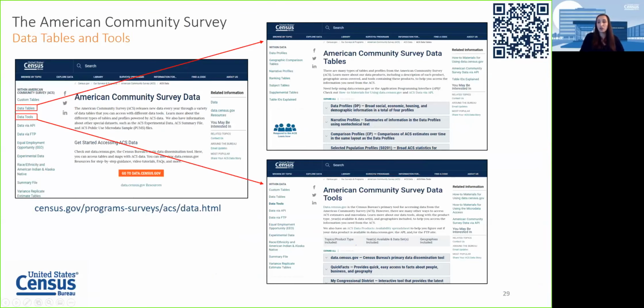Links to our data table and tools pages can be found through the ACS data page. So that's the main census.gov/ACS page, and then you just click on data in that left-hand navigation. And these web pages will introduce you to the most popular tools and data products with descriptions and links for each. If you've ever wondered, what's the difference between a detailed table and a data profile? Where can I find state-by-state migration flows? Or what's included in data.census.gov versus the API? This is the resource for you.